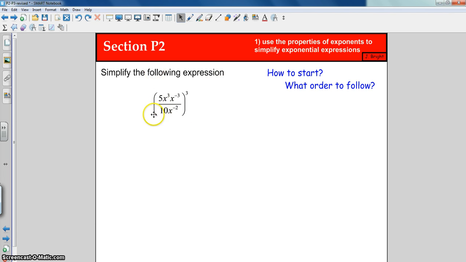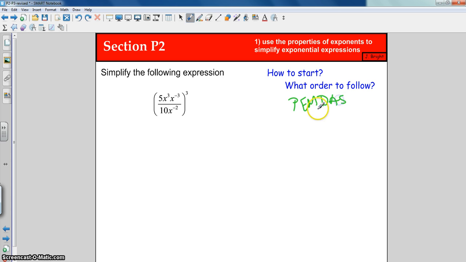So we have the quantity 5x cubed, x to the negative third, all over 10x to the negative second, all raised to the third power. Okay, so we want to think, how do we want to start simplifying this, and what order is there to follow? Well, in general, we should try and follow the order of operations. Just as a reminder, we have the order of operations acronym PEMDAS.